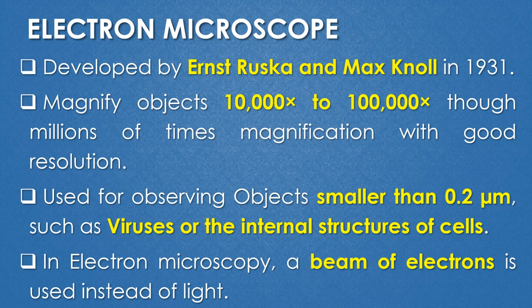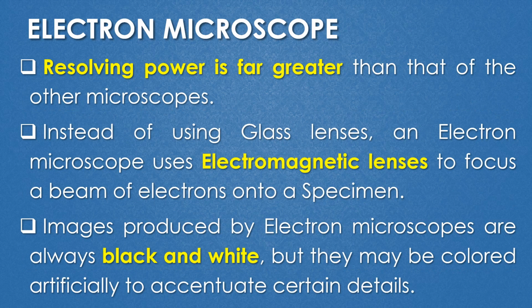In electron microscopy, a beam of electrons is used instead of light. Usually, in light microscopes, light acts as the light source, but in the electron microscope, a beam of electrons is used instead of light. And the resolving power of the electron microscope is far greater than that of other microscopes like light microscopes.